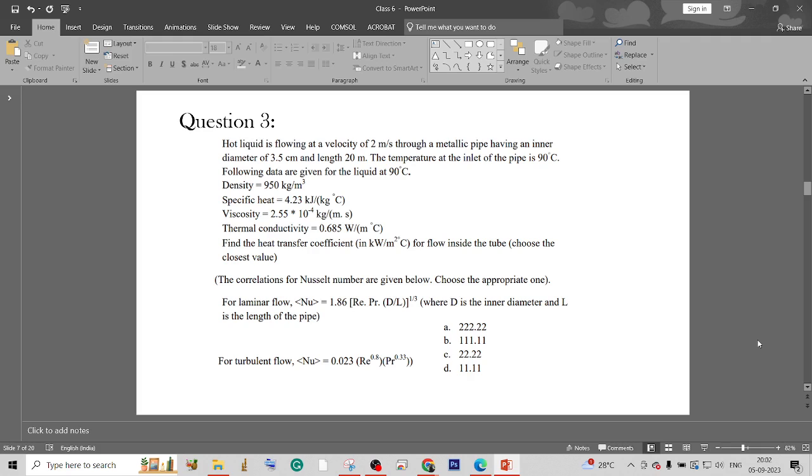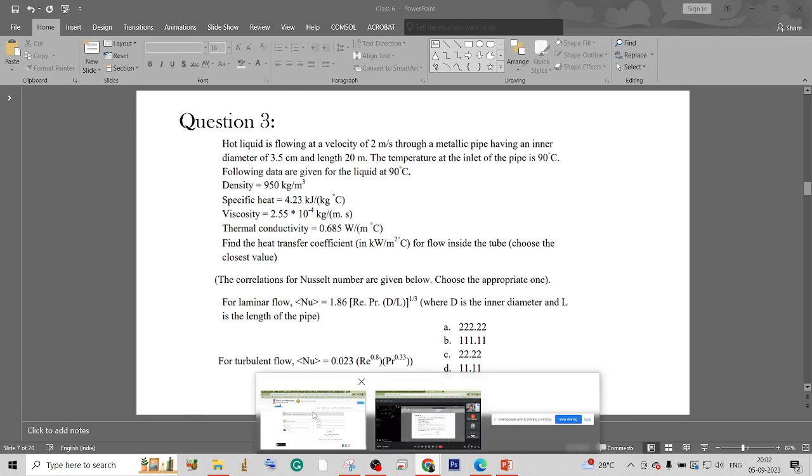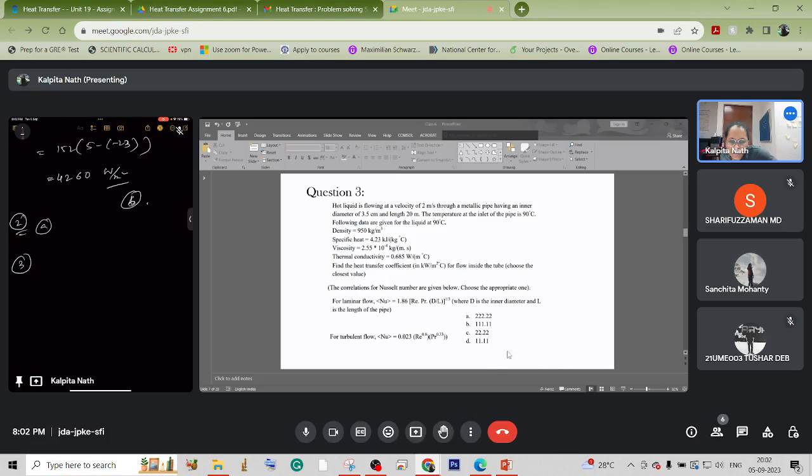You will just use the flow through a pipe approach, like sir has already taught you. First calculate the Reynolds number, check which equation is applicable, use that equation, and then find the corresponding heat transfer coefficient from the Nusselt number. Any doubt? Solve this. If you have any doubt, do ping me. I'm here. Unmute yourself and ask me the question.